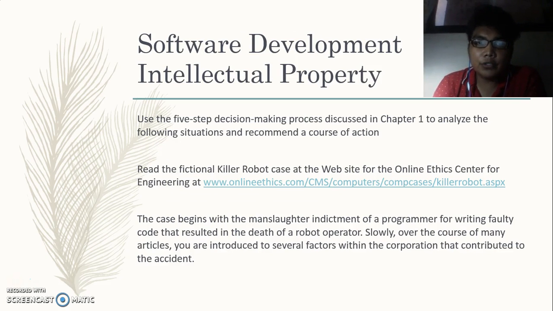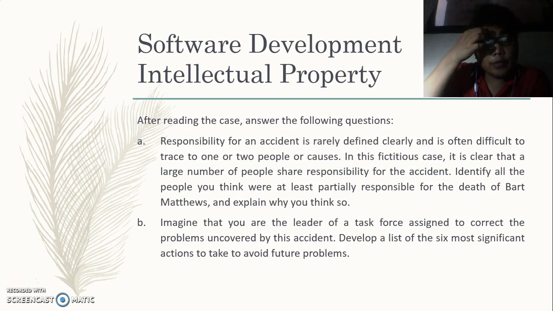Use the 5-step decision-making process discussed in Chapter 1 to analyze the following situations and recommend a course of action. So the homework tells me to read this fictional killer robot case. Okay, so I'll read this first. Okay, now let's move on to the questions. After reading the case, answer the following questions.